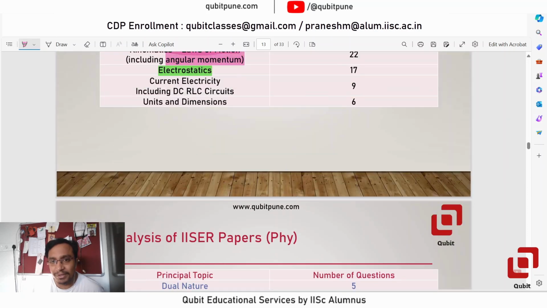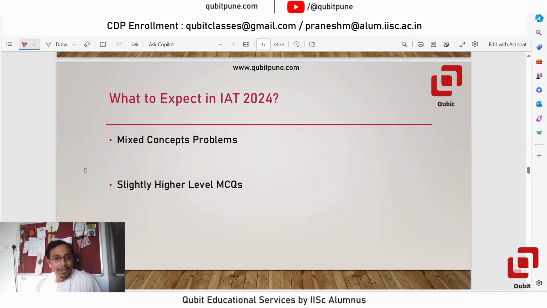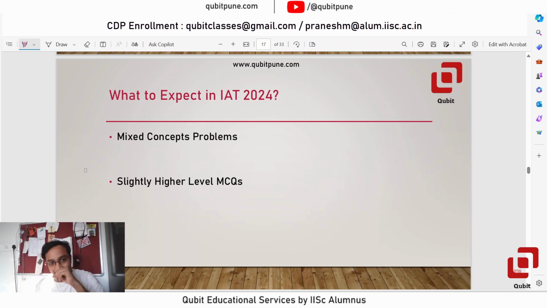The most dominant topics are, of course, electrostatics and mechanics, and current electricity to some extent. Got it? Now, what can we expect in the 2024 version of the paper? I think there will be more mixed concepts questions, but there's nothing new here. These problems have been there. But what I find is, because the number of test takers is increasing year by year, I expect slightly higher level MCQs in 2024 compared to the previous versions, both in mathematics and physics.